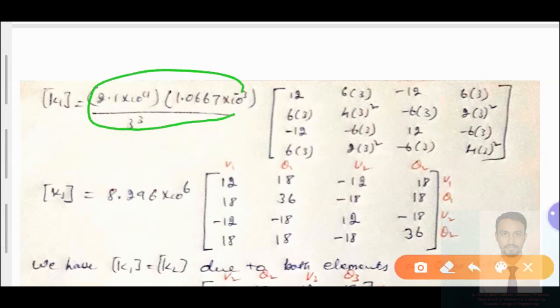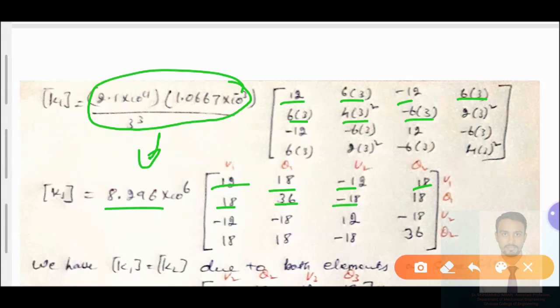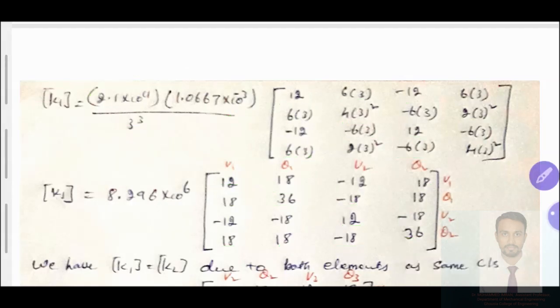When I calculate the value of EI by L cubed, it is 8.296 × 10^6, and then 12 remains the same in the matrix. 6 into 3 is 18, minus 12 remains the same, 6 into 3 is 18, and again 6 into 3 is 18. 4 into 3 squared becomes 36, minus 6 into 3 is minus 18, 2 into 3 squared is 18, minus 12 as it is, minus 6 into 3 is minus 18, 12, then minus 6 into 3 is minus 18, 6 into 3 is 18, 2 into 3 squared is 18, that is 2 into 9, minus 6 into 3 is minus 18, 4 into 3 squared is 36.